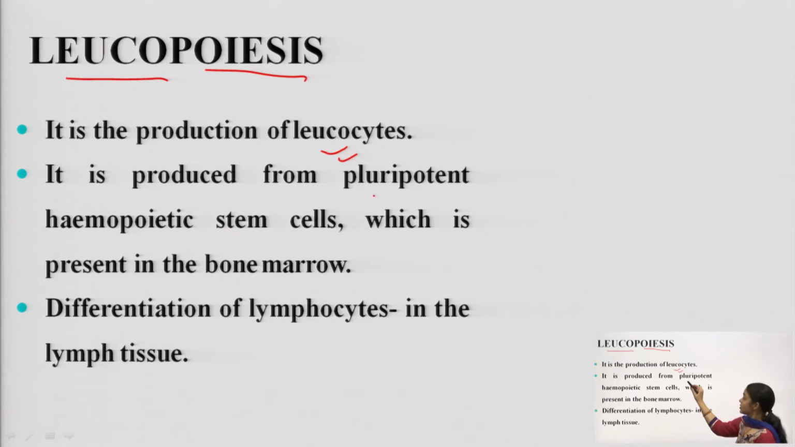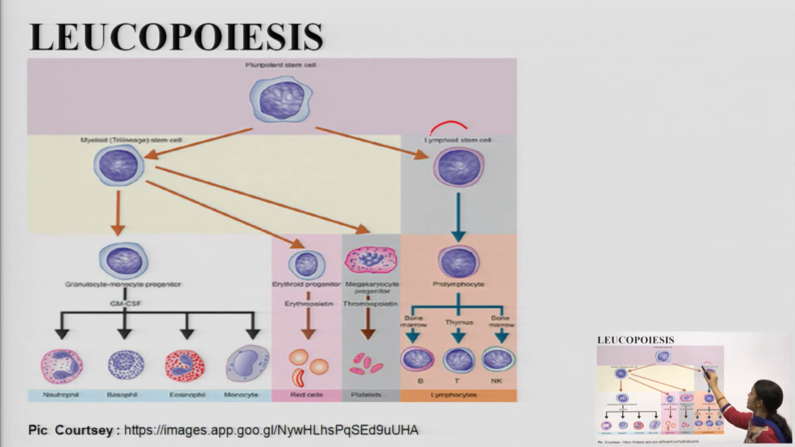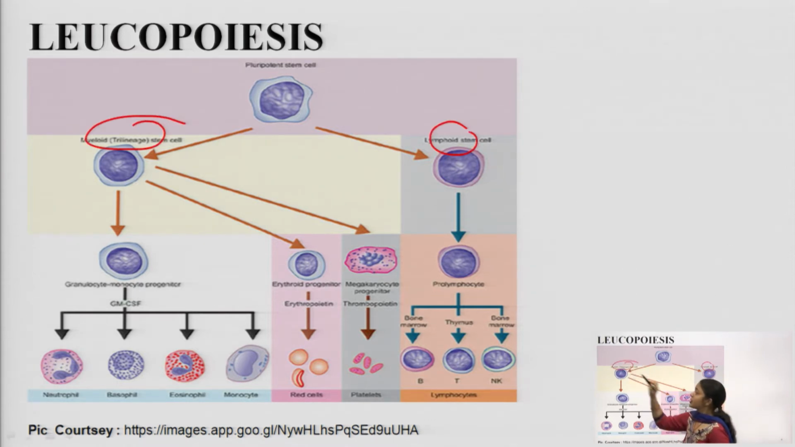Leukocytes are produced from the pluripotent hemopoietic stem cell which is present in your bone marrow. These pluripotent stem cells form myeloid stem cells as well as lymphoid stem cells. The myeloid stem cells divide and form some precursor cells. These precursor cells divide further many times and form neutrophil, basophil, eosinophil, and monocytes.